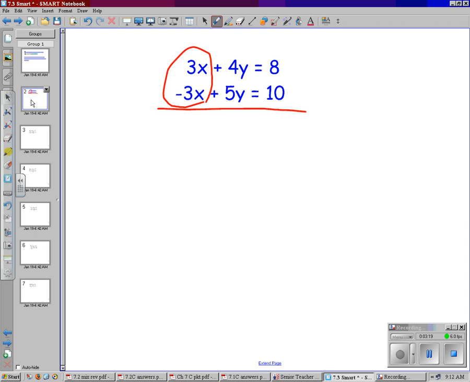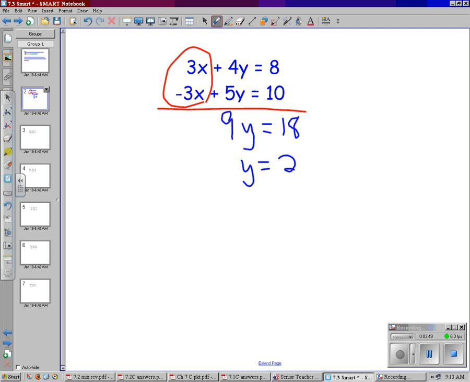How about 4y and 5y? Is it a negative or a positive? It's positive. It's a positive 9y. How about 8 and 10? Okay, so I've got a one-step equation now. 9y equals 18. Just by combining the two equations together, a linear combination. Combining of two lines is what we've just done. All right, what is y equal to then?